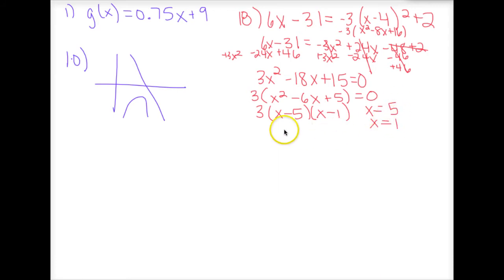Remember, you have to plug them back in to get the y coordinates. I plug them back into the linear piece because it's easier. So 30 minus 31 is negative 1. So that's how I got this ordered pair for my intersection. When I plug in 1, 6 times 1 minus 31, so 6 minus 31 is where I got negative 25, and so those were my intersection points.